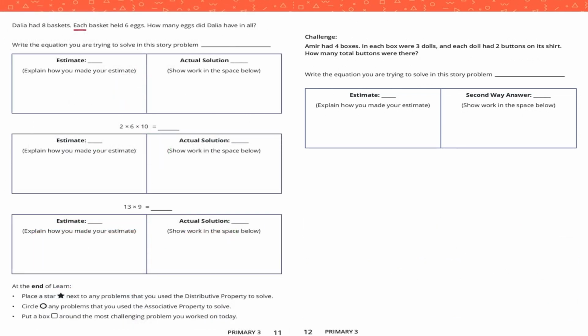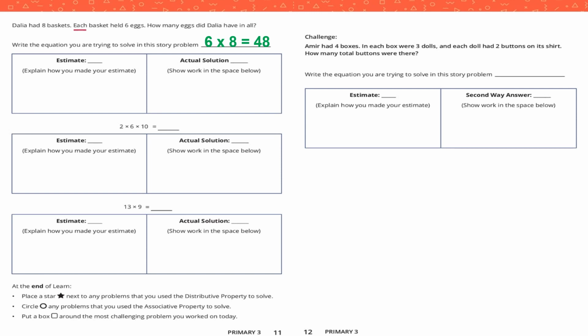Dahlia had 8 baskets. Each basket held 6 eggs. So I have 8 baskets here. Each basket held 6 eggs. How many eggs did Dahlia have in all? So 8 times 6, or 6 times 8, 48. 48 what? He is telling me how many eggs.